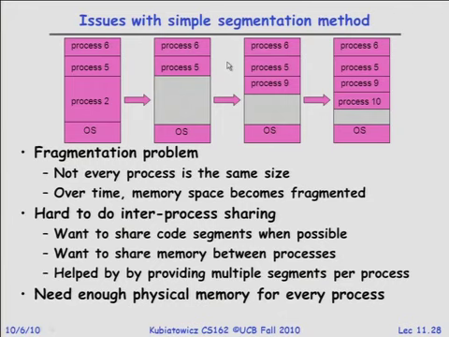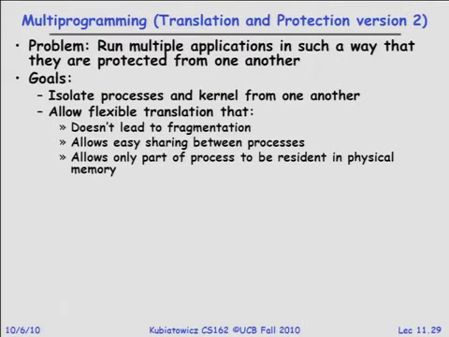So let's suppose, going further, we want to do better than that. We'd like to run multiple applications in a way they are protected from one another. So what are our goals? We want to isolate processes in the kernel from one another. Okay, we figured that out. And we want a flexible translation that, 1, does not give us fragmentation, 2, gives us easy sharing, and 3, maybe allows us to have only part of the process in memory at any one time. Because basically of these 3 things, this doesn't have any of those. The only way we even get sharing is if we somehow have more than one segment per process.